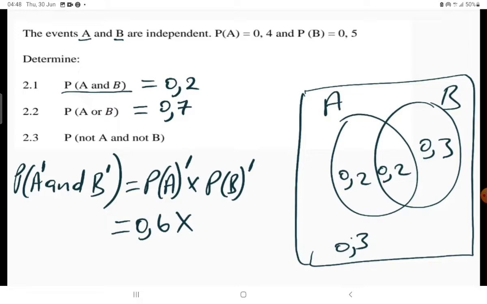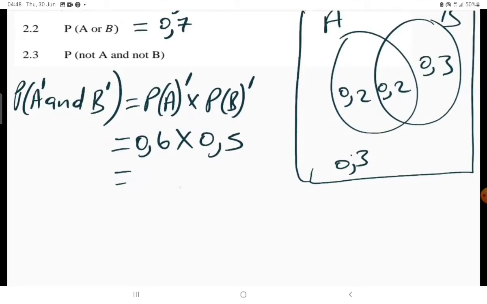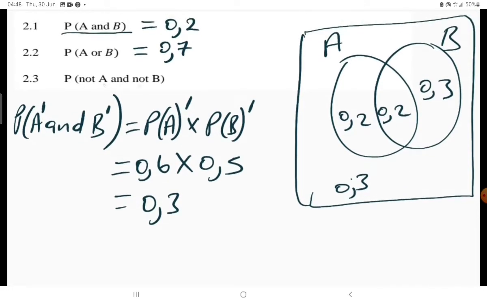The probability of not B is the outside of B, which means 0.2 plus 0.3 is 0.5. So we have now 0.5. If you multiply both of these, you will of course get 0.3, which is the outside region. This means the probability of not A and not B is just the participants found outside these two events, which is just 0.3.